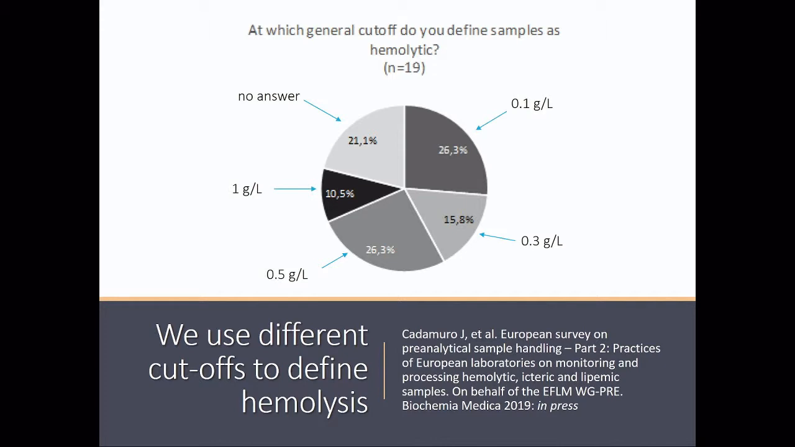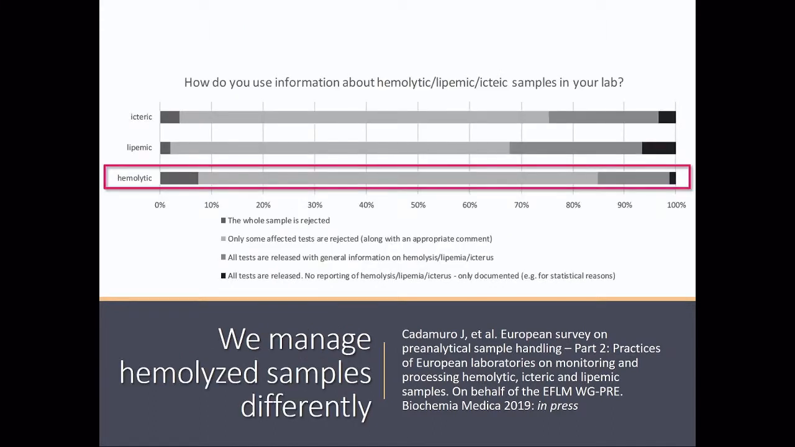We in Europe have a very different understanding of what is hemolysis and how we define hemolysis. So in Europe, a hemolyzed sample can mean anything from 0.1 gram per liter until 1 gram per liter. So we have a very different understanding of how we even define what is a hemolyzed sample.